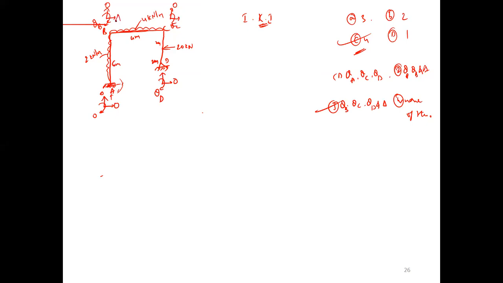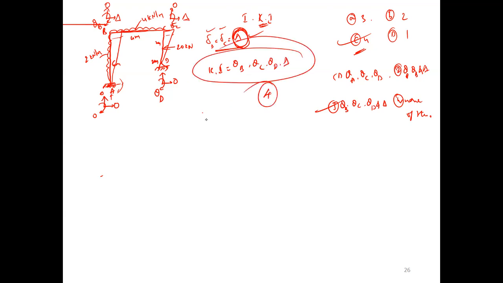But delta is possible here, and delta is also possible here. Whatever the frame, the sway is the same amount: delta B equals delta C, which is delta. It moves the same amount, so we do not take delta B and delta C separately; we consider a single unknown, delta. Therefore the total kinematic indeterminacies are theta B, theta C, theta D and delta. So the total kinematic indeterminacy is 4.